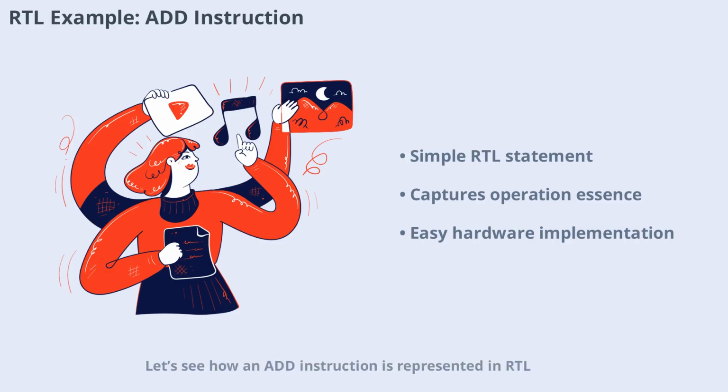Let's see how an ADD instruction is represented in RTL. Suppose we want to add the contents of registers R1 and R2 and store the result in R3. The RTL statement would be R3 ← R1 + R2. This simple notation captures the essence of the operation, making it easy to understand and implement in hardware.